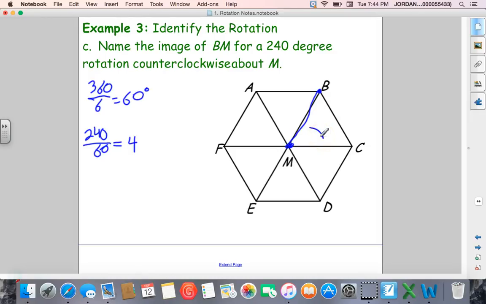Counterclockwise would be this direction, right? So we're going to do 4 turns. From here to here's 1, and then here to here's 2, 3, and 4. So now this line BM is going to be this line, right? DM. So my answer would be DM.